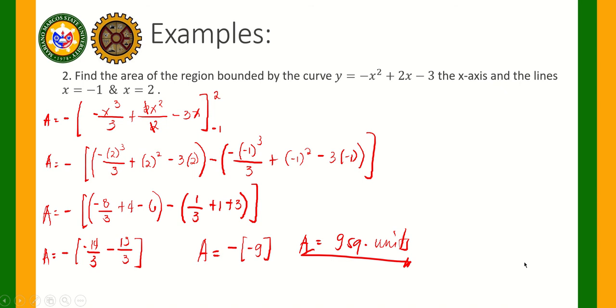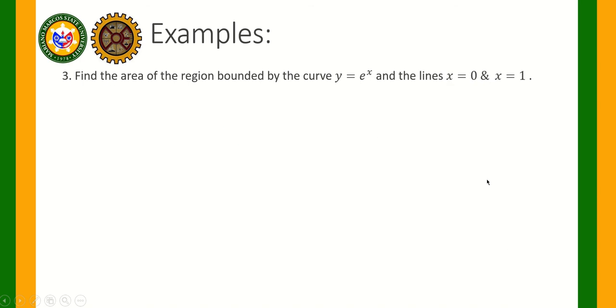Okay, let's try another example. Find the area of the region bounded by the curve y equals e raised to x and the lines x equals 0 and x equals 1. From our function, we know that this is an exponential function, so it goes upward. Let's try to graph it first.